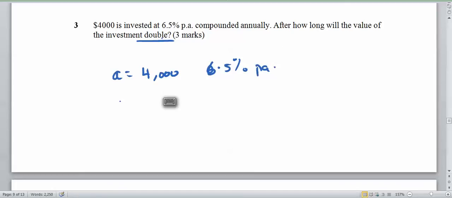First of all, we know that it's geometric, because the rate of increase is 6.5% compounded annually. So we need to know that we're looking at the geometric sequence formula, not the series formula. A number of you tried the series formula and just threw yourself out. It's equal to A R to the power N.